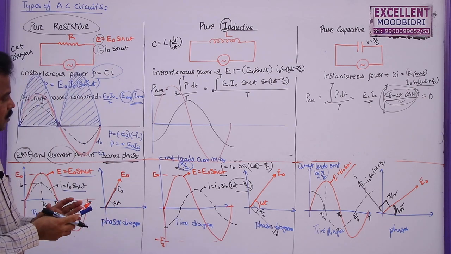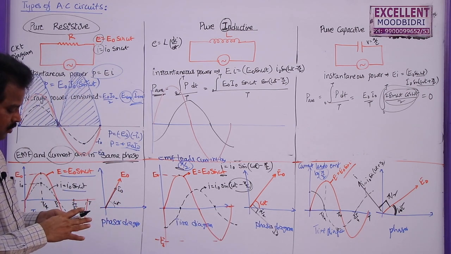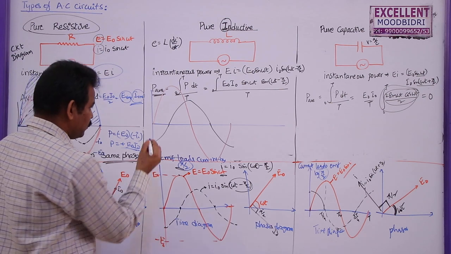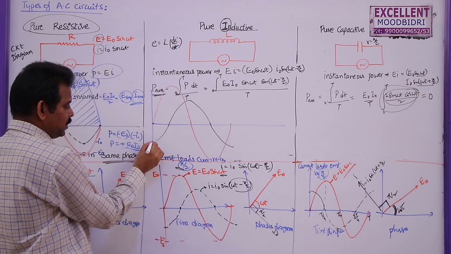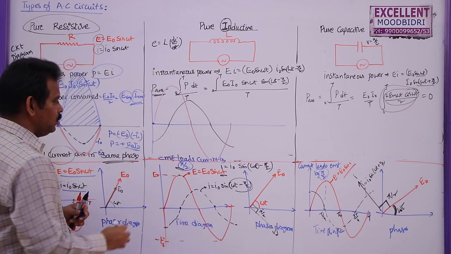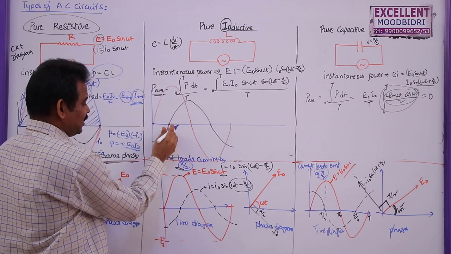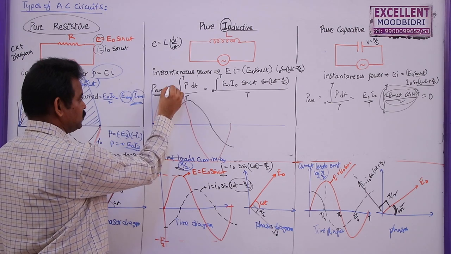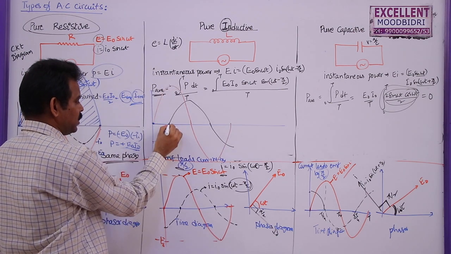So now let me multiply EMF with the current to get the power. Here EMF is 0, current is negative, but 0 into anything is 0, so power will be 0. Now here current is 0, EMF is maximum, but maximum into current 0 is 0.